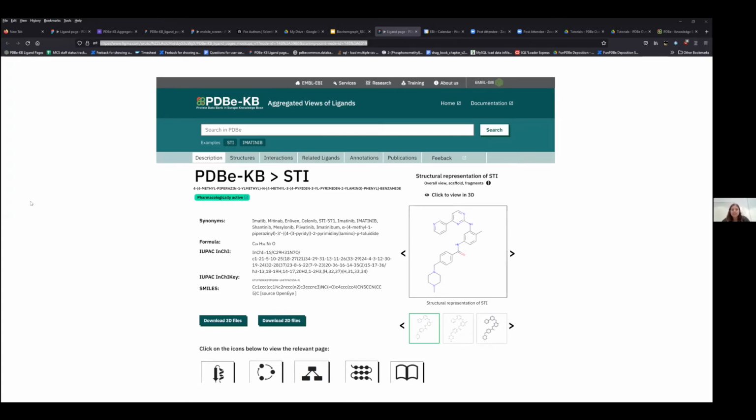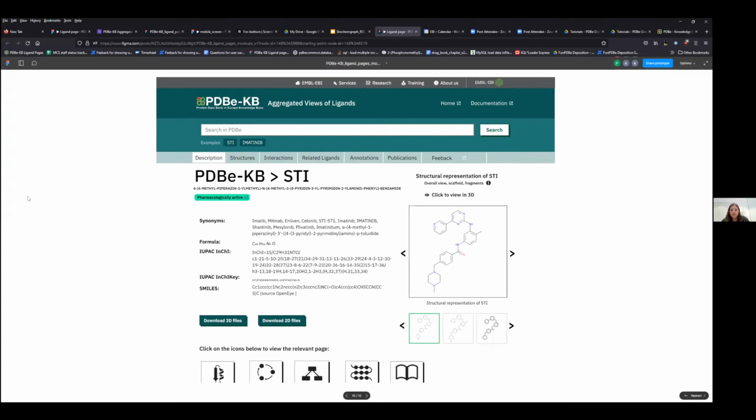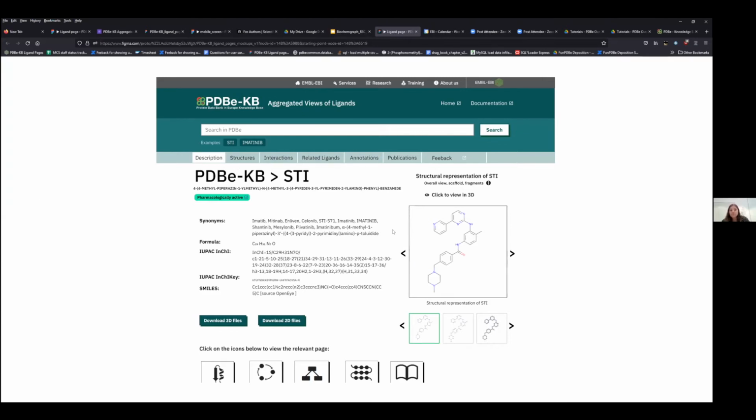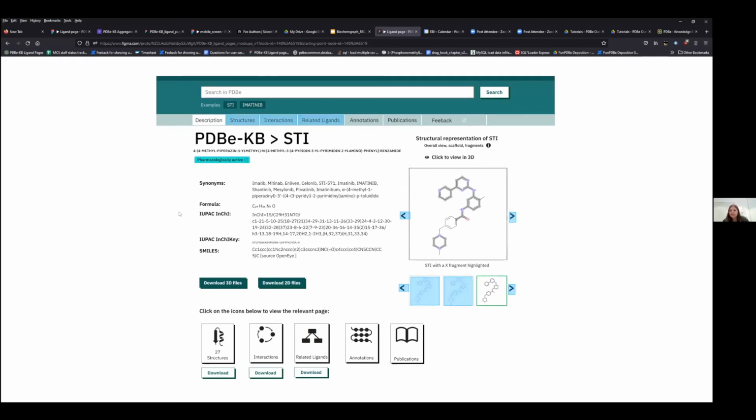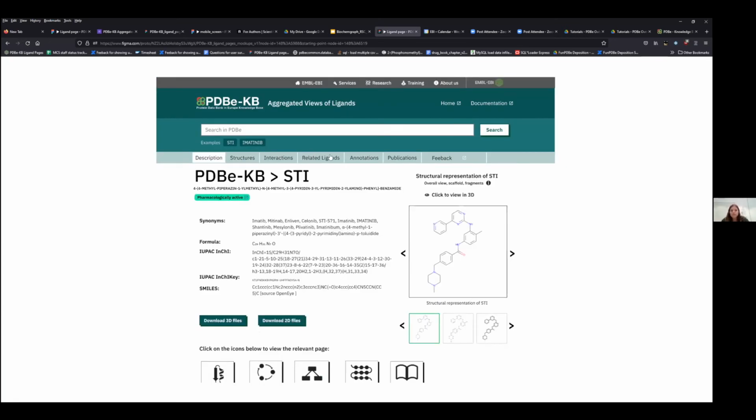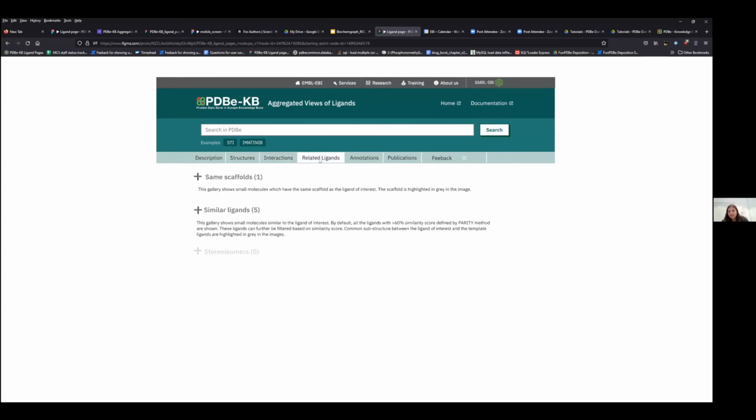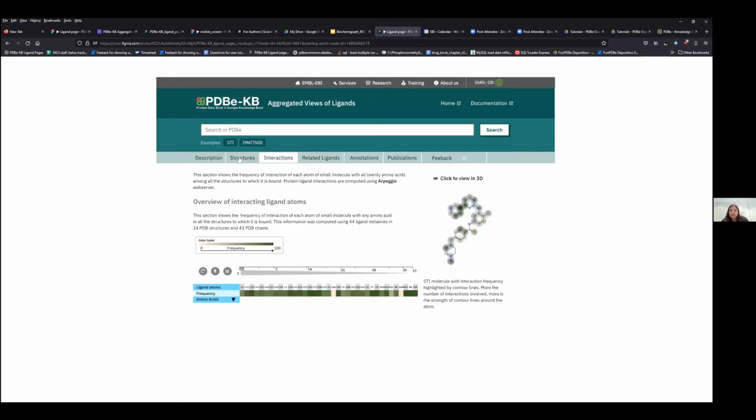It is not a static web page. We have made this using an online tool called Figma, so you can scroll through the images and interact with the page. Not everything is clickable, but if you click around any white space, the things which are clickable will be highlighted in blue. In this current prototype, we have four sections: description, structure, interaction, and related ligand, which are working, and you should be able to interact with them.